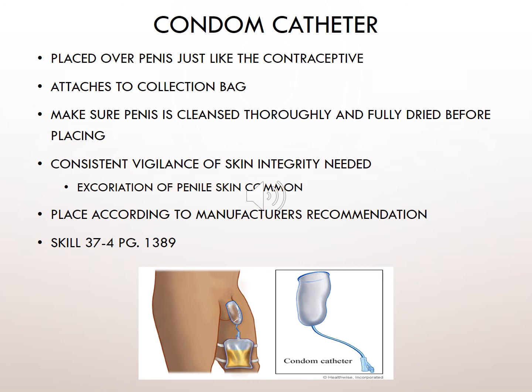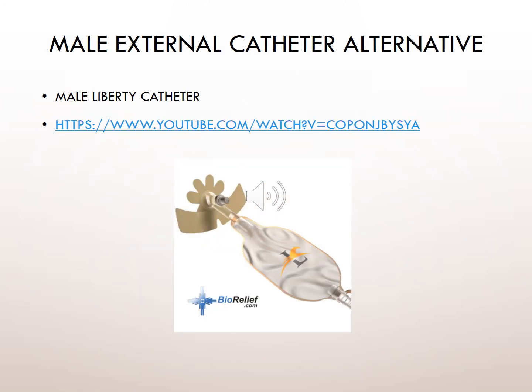A big thing if we're going to use an external catheter on a male patient is making sure the penis is cleaned thoroughly and that it's fully dried before we place that on. We really want to be consistent with checking that skin integrity because we don't want that penile area to become red or have any skin breakdown because of the external catheter. And again, there are different condom catheters out there, so you would want to apply this according to that manufacturer's recommendation. This is just another picture of that male external catheter. This is a different brand.